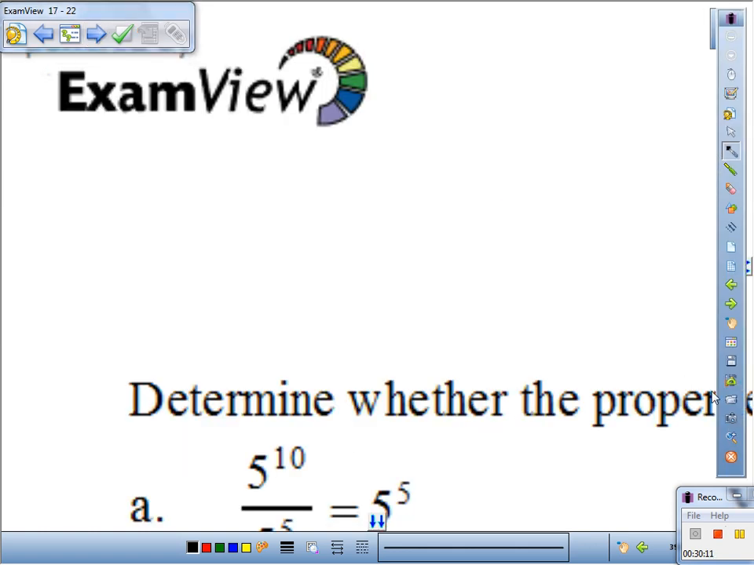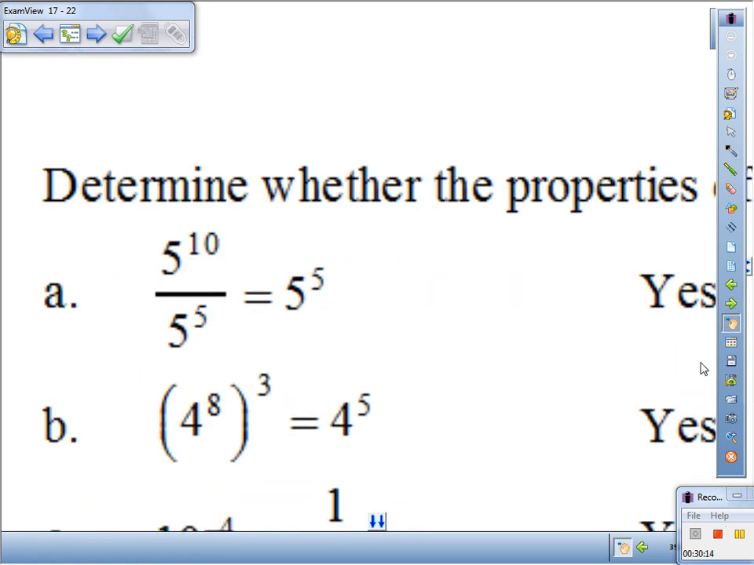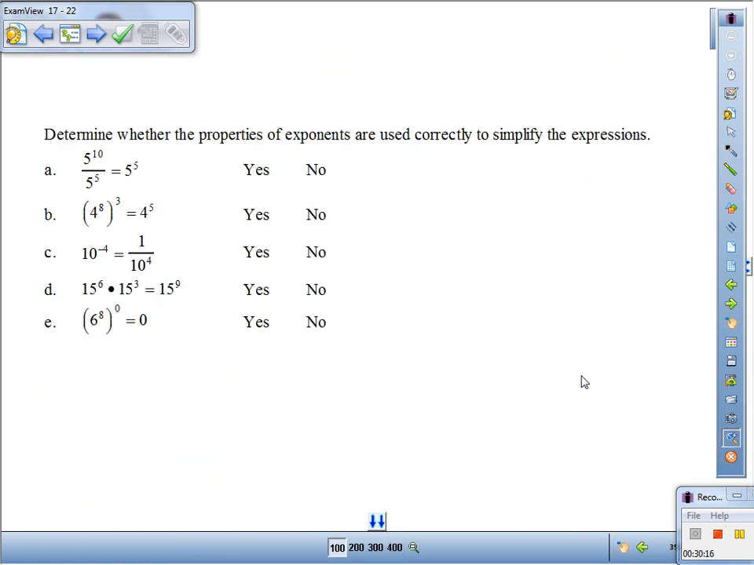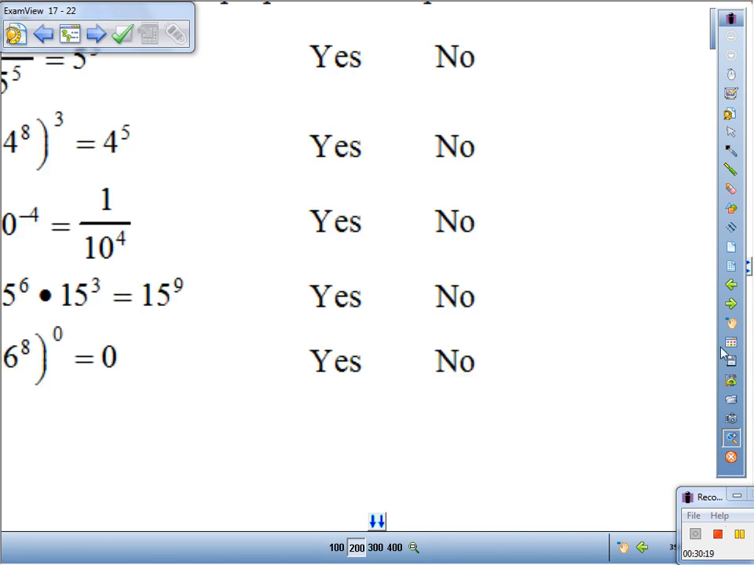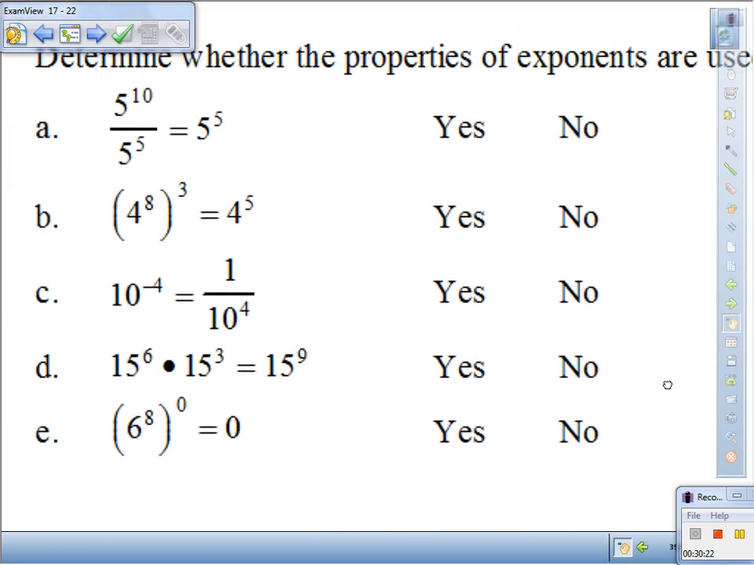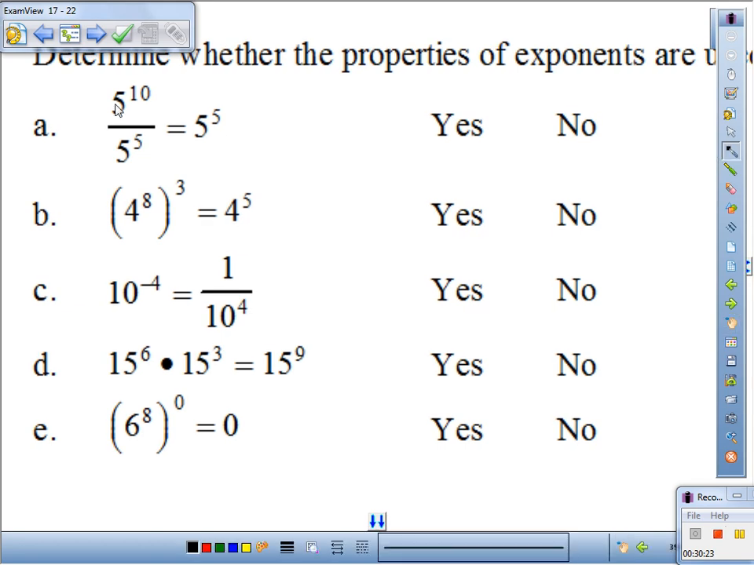For number 17, you guys need to know your properties. If you don't know your properties or you haven't studied them, then, I mean, we pretty much give you the answer here on these. So here we go. Let's go over these. Look at this one. Are these the same base for A? Yes. So since we're dividing, what happens to the exponents? Subtract. 10 minus 5 is 5. Did they use it correctly?